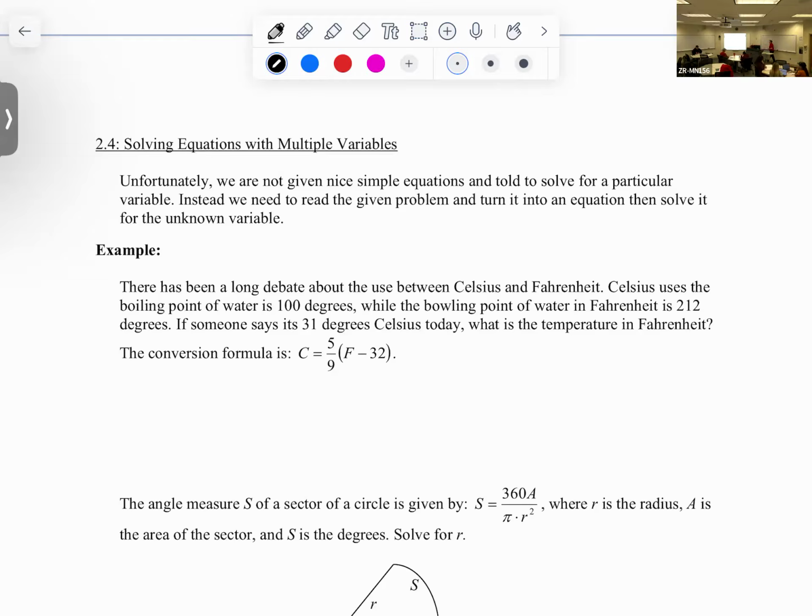All right, so there has been a long debate about the use of Celsius versus Fahrenheit. Celsius uses the boiling point of water, 100 degrees, while the boiling point of water in Fahrenheit is 212 degrees. FYI, Celsius was based on water. Freezing is 0 Celsius, boiling is 100 degrees Celsius. Does anyone know what Fahrenheit was based on? No? Guy, I'll help. Someone's name? Oh, yes, it is, but so is Celsius.